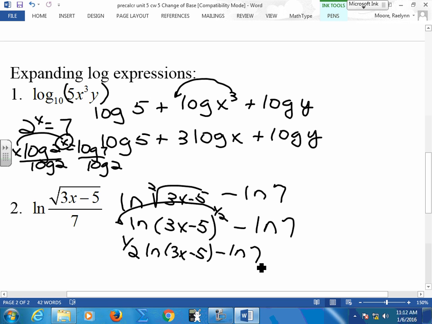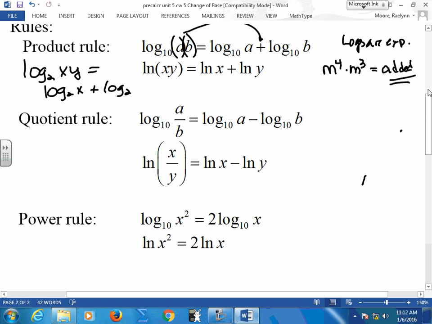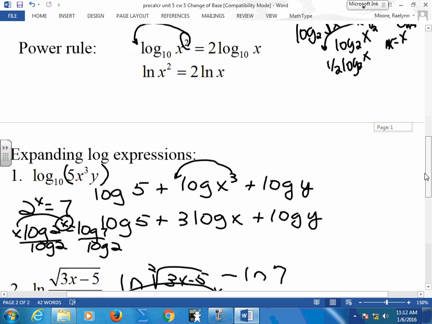There's nothing we can do to this. We leave it like that. That's like it's an argument there. There's nothing we can do to that. It's not a multiply, it's not a divide. It's just an argument in there. So we leave it like that. Make sense?